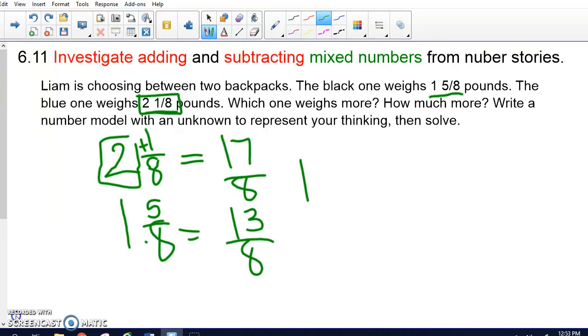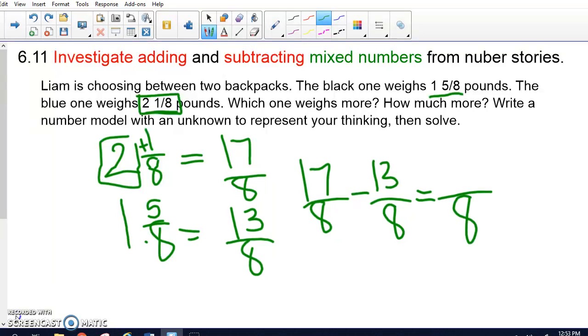Now what I have is 17/8 minus 13/8. The eighths don't change. We found out in addition and subtraction, the denominator does not change, but 17 minus 13 is 4/8.